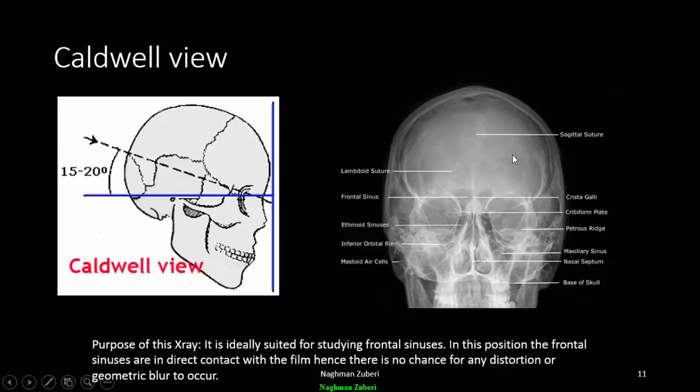You can see the sagittal suture, lambdoid suture. You can also see frontal sinuses. Then you can see ethmoidal sinuses. You can see the cribriform plate and inferior orbital rims, as well as mastoid air cells and maxillary sinuses. Check out maxillary sinuses. You can also see nasal septum and base of the skull. This is Caldwell view.